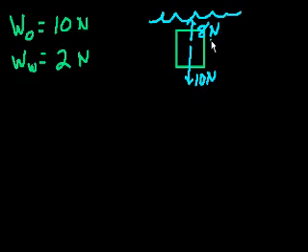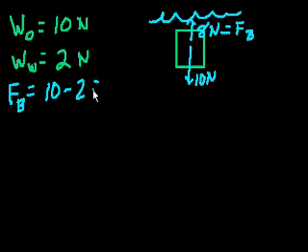And that's the buoyant force that we learned about in the previous video, and the video about Archimedes' principle. This is the buoyant force. So the buoyant force is equal to 10 minus 2, which is equal to 8, right? That's how much the water is pushing up. And what is that also equal to? That equals the weight of the water displaced. So 8 newtons is equal to the weight of the water displaced.